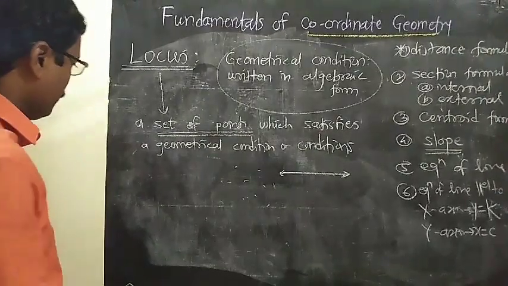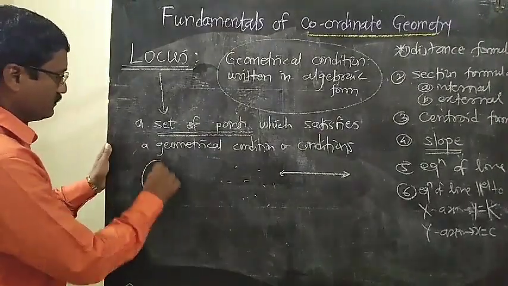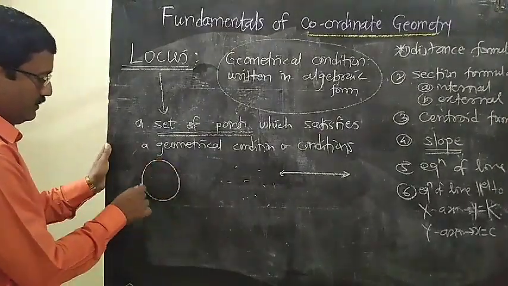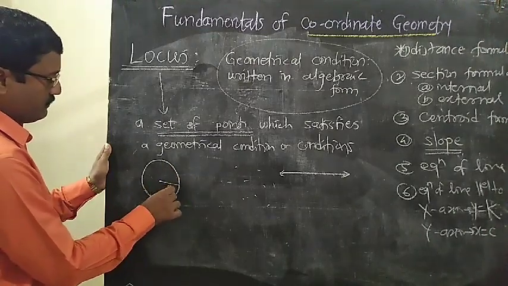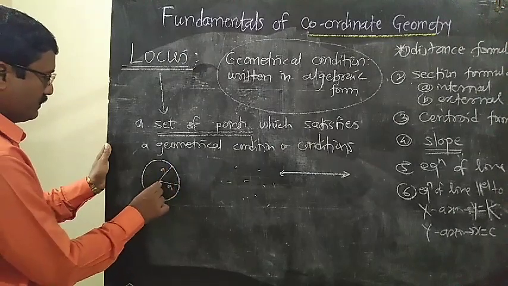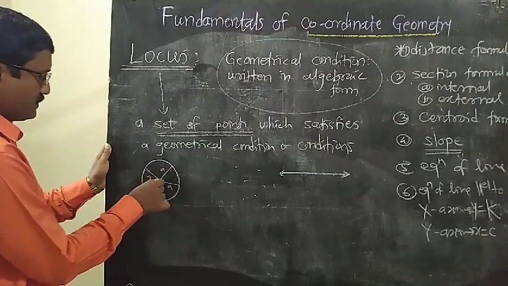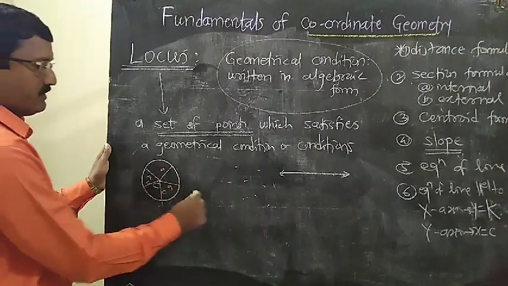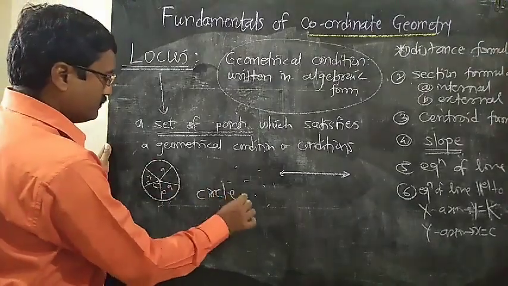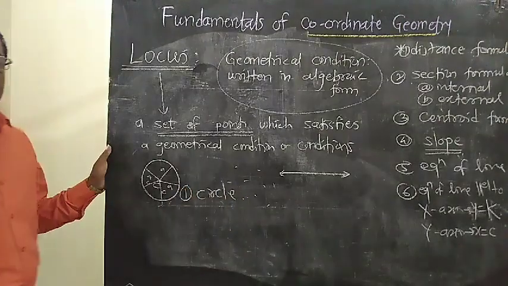Let us see another example. If you take a circle, then what do you know? Every point is at the same distance A from this fixed point C. This distance is always A. So circle is one example of locus.